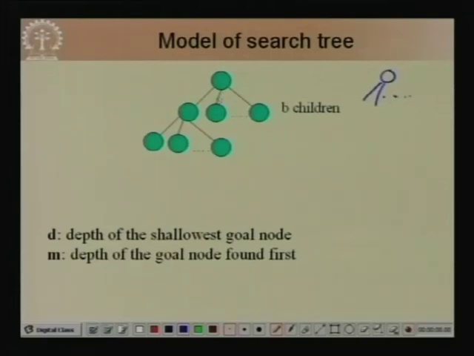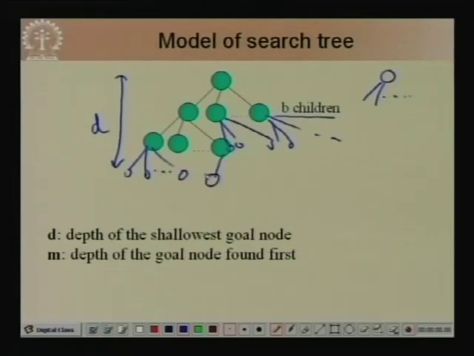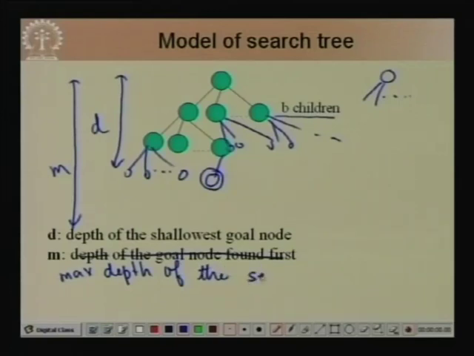So let us assume that every node has exactly B children, and let us assume that D is the depth of the shallowest goal node. So there can be many goal nodes. Let us say that the shallowest goal node is at depth D. And let M be the depth of this entire search tree. So M is the maximum depth of the search tree. So D is the depth of the shallowest goal node, M is the maximum depth of the search tree, and we have a uniform search tree where each node has exactly B children except the leaf nodes.